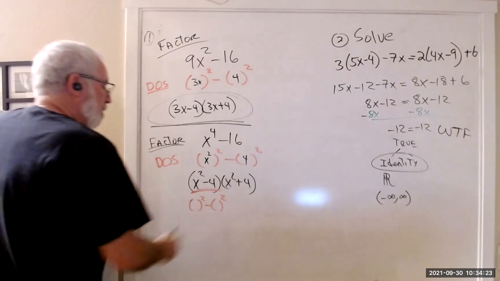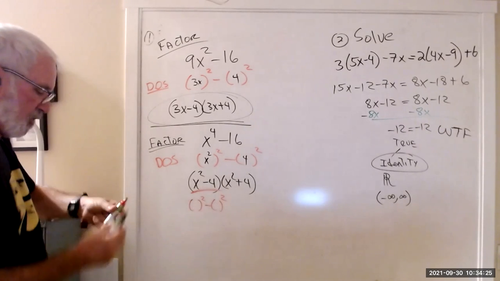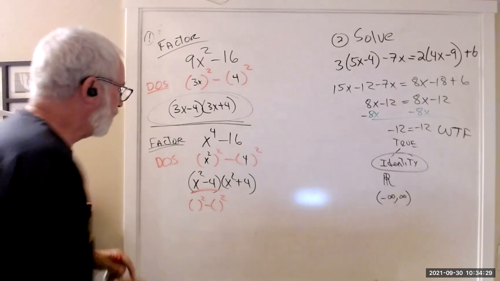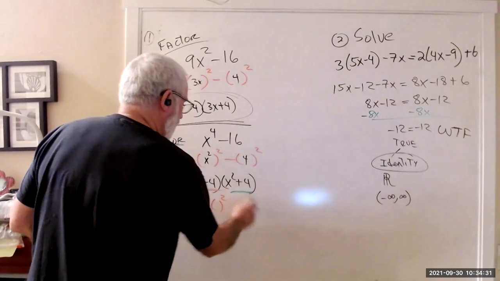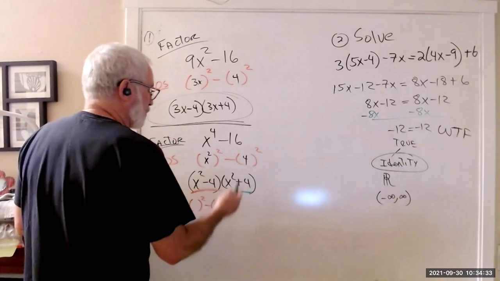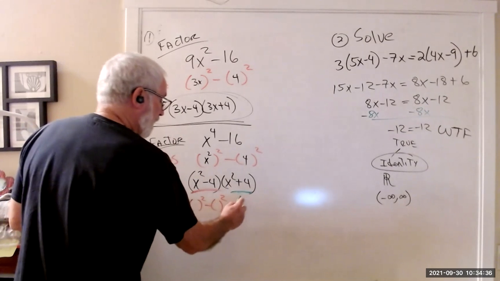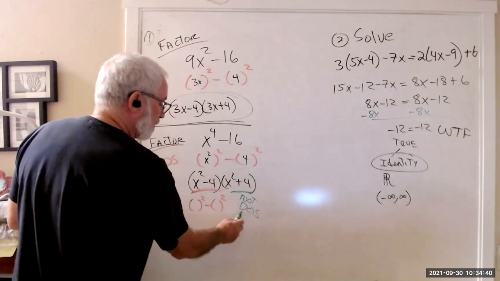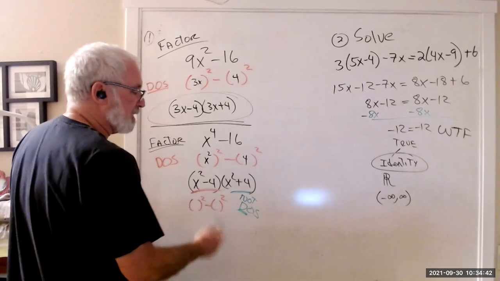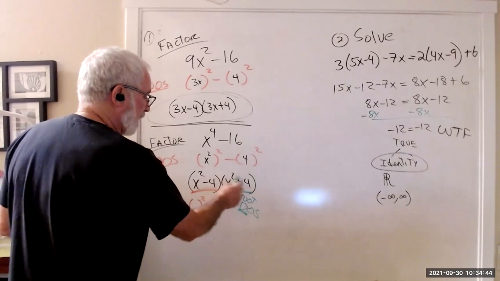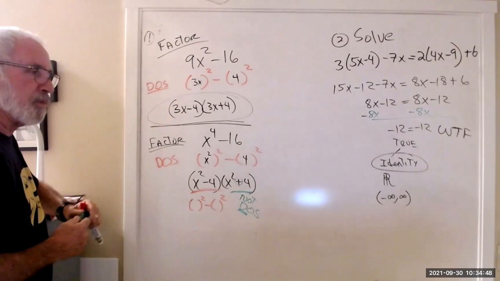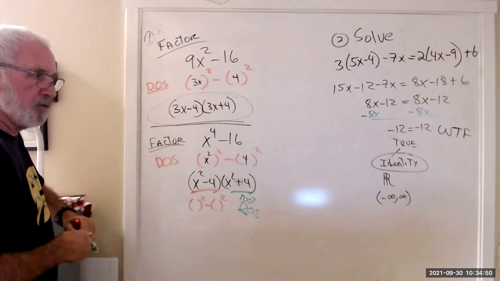Okay, but what about this? What about the x squared plus 4? Can you do anything with it? And the answer is no, you can't. It's not a DOTS because the D stands for difference or subtraction, and that has a plus sign. So that particular part of it won't factor.